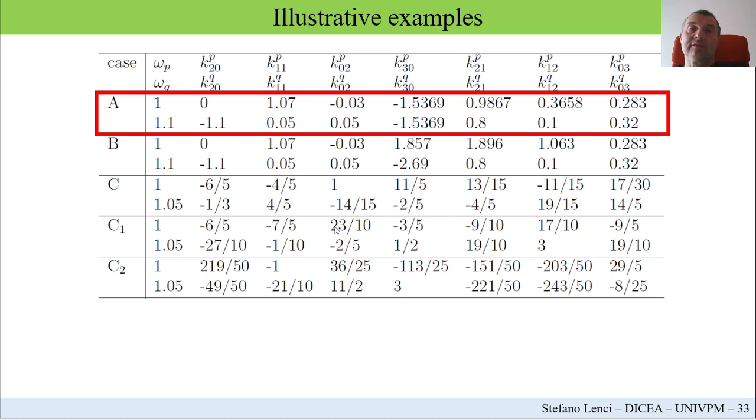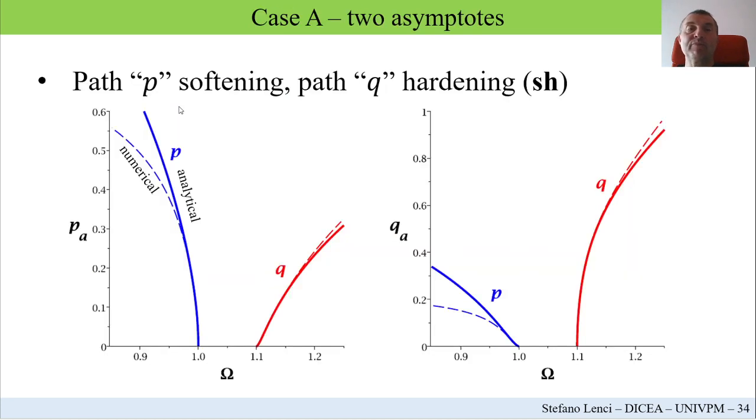Okay, the first case is given by these values of the parameters. You see omega p is 1 and omega q is 1.1, so a very small detuning. And this is the case we name A, where the previous equation has two solutions. In this case, we get that one backbone curve is softening, the P branch, and on the other hand, the backbone curve of the Q variable is hardening. So we name it softening, hardening behavior. And we have only two backbones and two asymptotes.